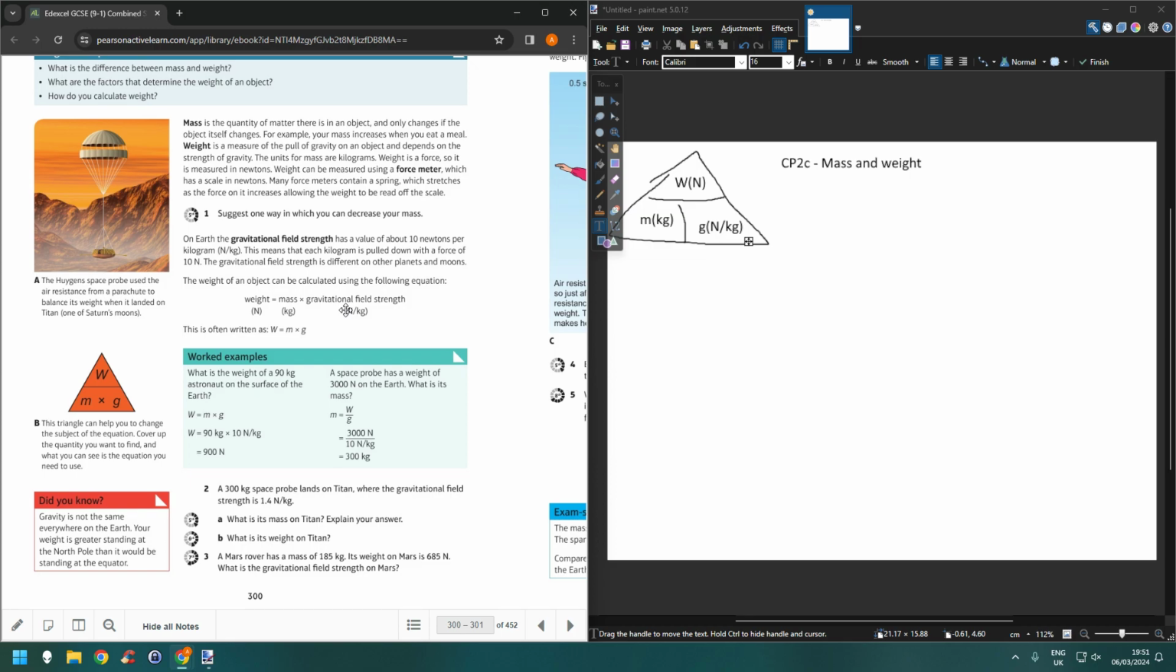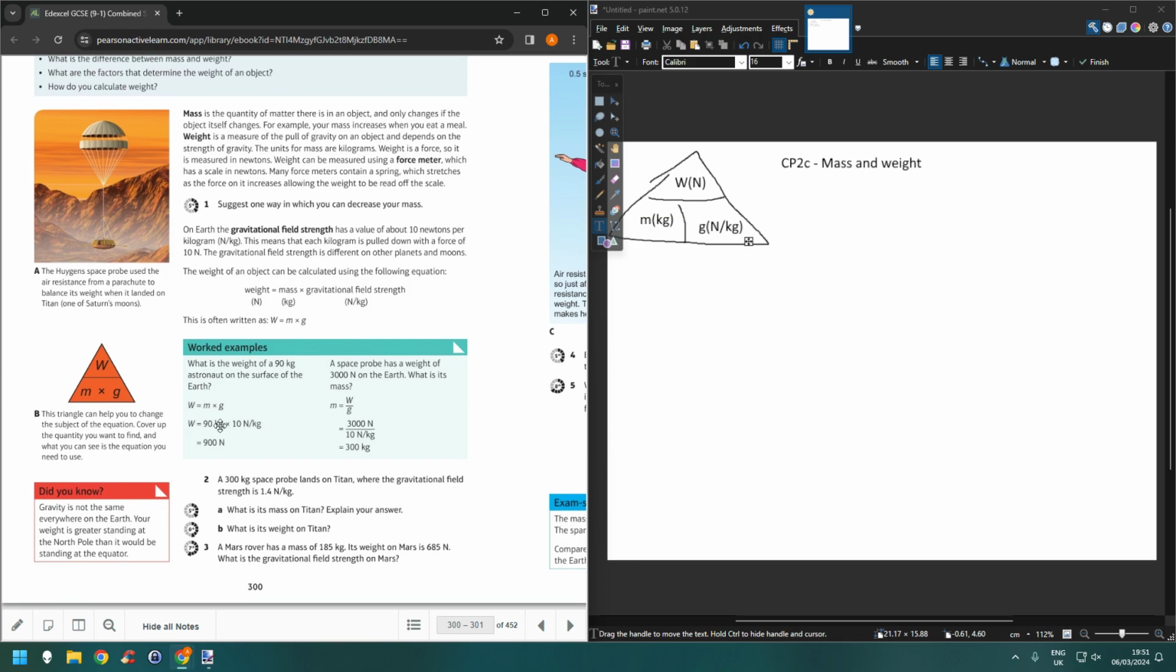So, right, what else do we need to know? Let's look at this. Did you know? Gravity is not the same everywhere on Earth. Your weight is greater standing at the North Pole than it would be standing at the equator. I think that's because Earth is not really a sphere, it's a distended sphere. So the poles are closer to the core of the Earth than the equator is. So your weight would be greater at the North Pole.